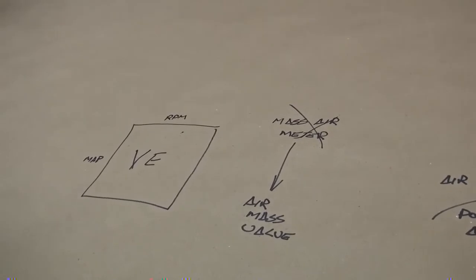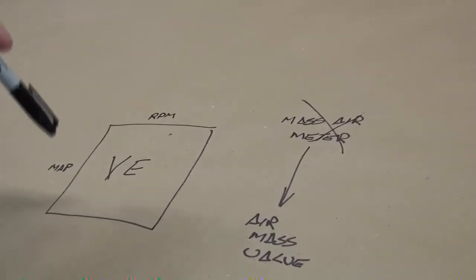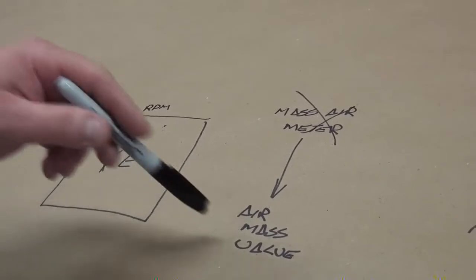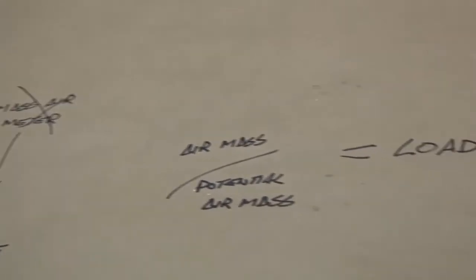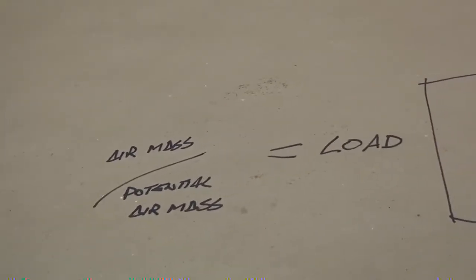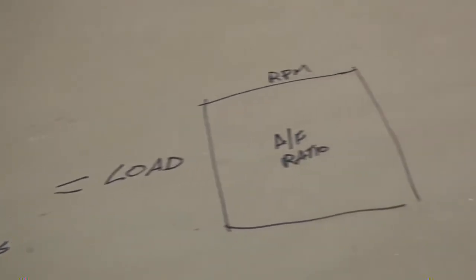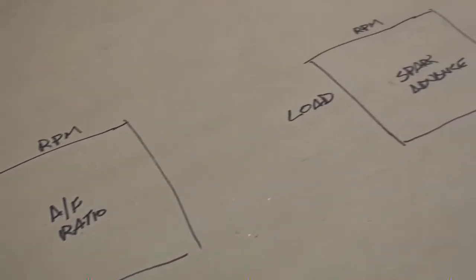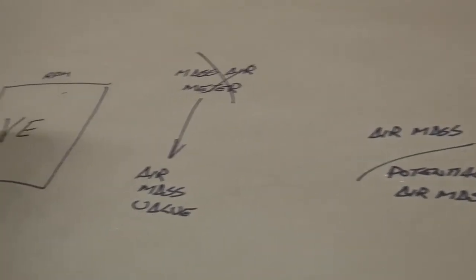and we're going to attempt to fill all the values in this VE table with values that will give us a correct air mass value so that we can then do all of the same calculations we would do with mass air. It's really the only difference between mass air and speed density: we do not have an air mass value that has been measured. We have to calculate an air mass value using a VE table.